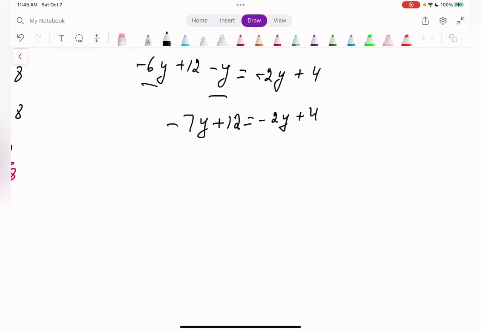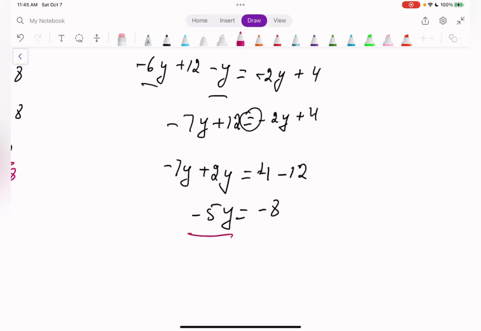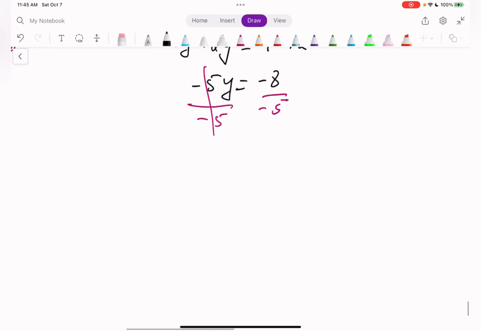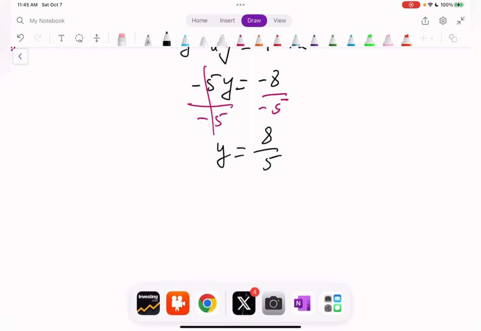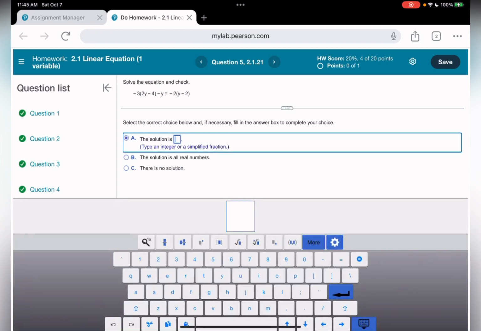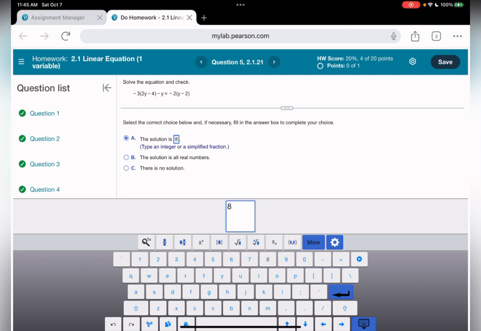Okay, collecting y on one side, it's going to be negative 7y plus 2y, right? Because moving over the equal sign, and it's going to be plus 4 minus 12. So negative 5y equals negative 8. Dividing by negative 5, the coefficient of y, negative 5 is gone, and my answer is y equals positive 8 over 5, because negative divided by negative is positive. Let's write it down. Actually, this is how I'm getting this fraction: I write 8 and then a forward slash, and it will bring up this fraction, 8 over 5.